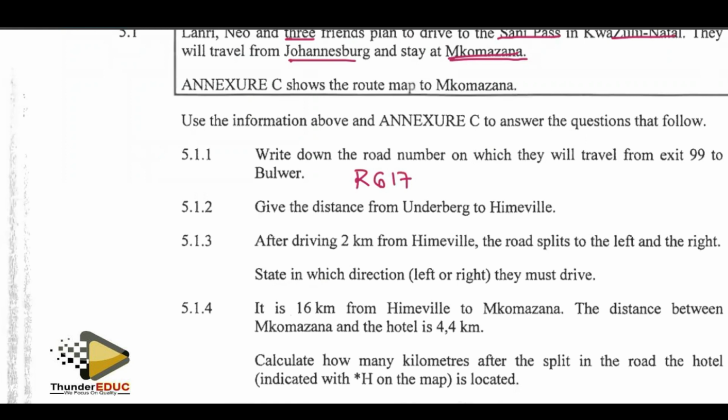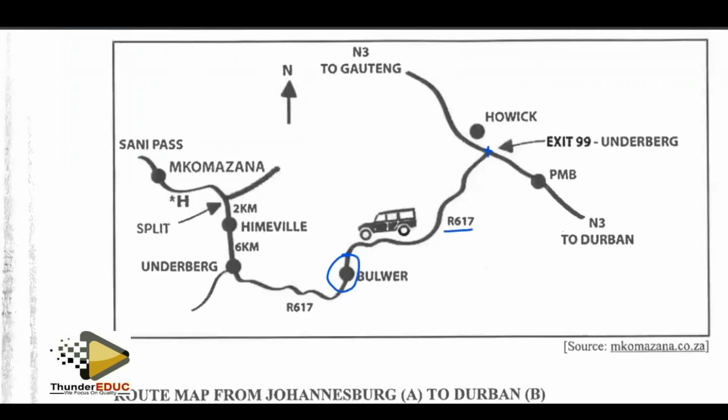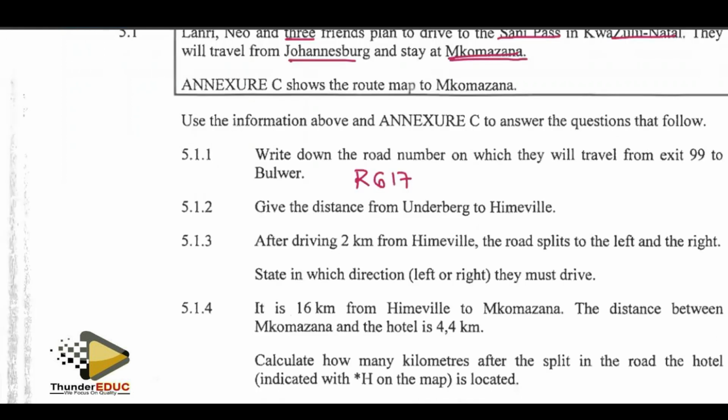Give the distance from Handbag to Inver. Let's come back here. From here to there, the distance is this one here. Distance is 6 kilometers. We're driving 2 kilometers from Inver and the road splits to the left and the right. State in which direction, left or right, they must drive.